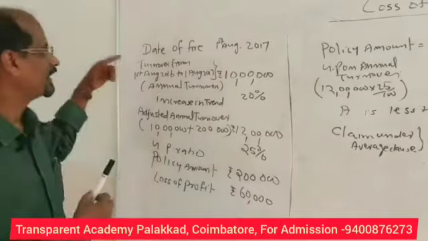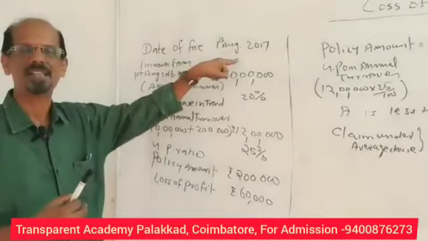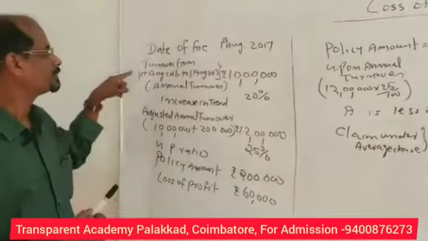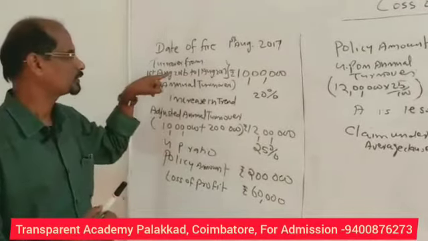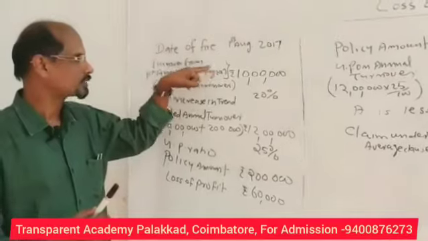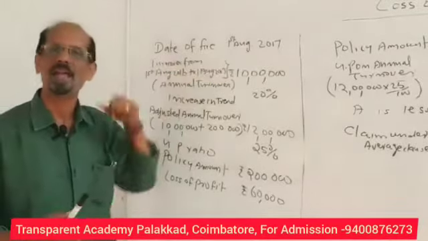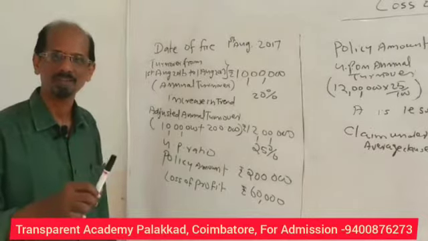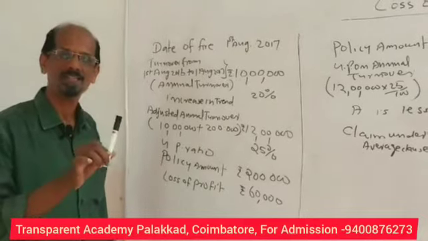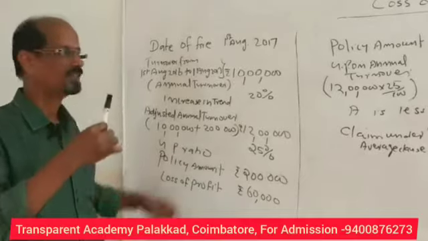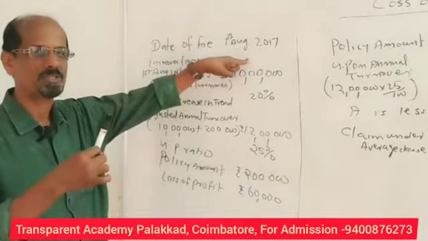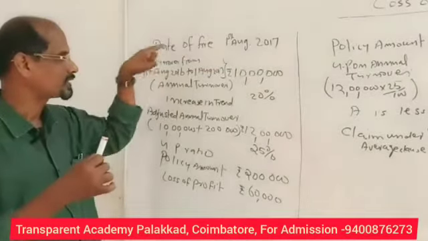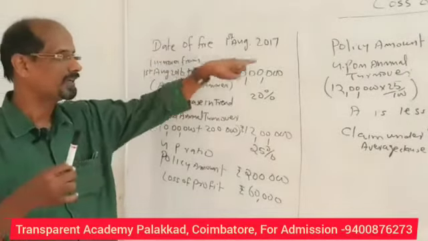Now see, date of fire in this example is suppose 1st August 2017 and turnover from 1st August 2016 to 1st August 2017 is 10 lakhs. What is meant by that? That is annual turnover. That is the turnover for the 12 months just before the date of fire.